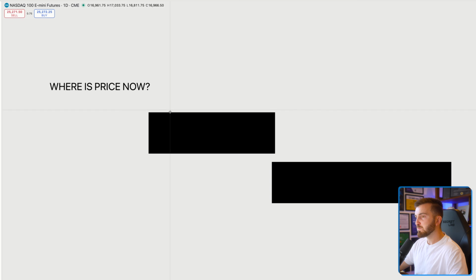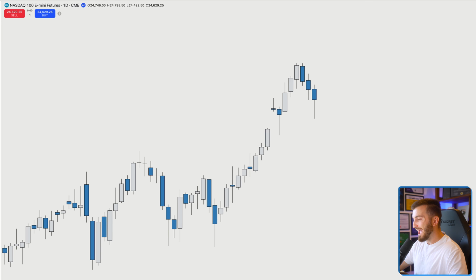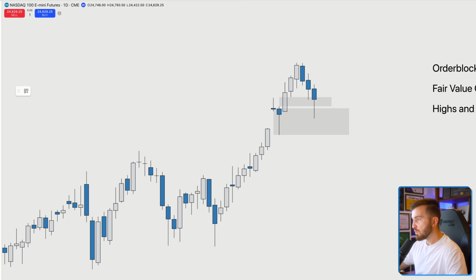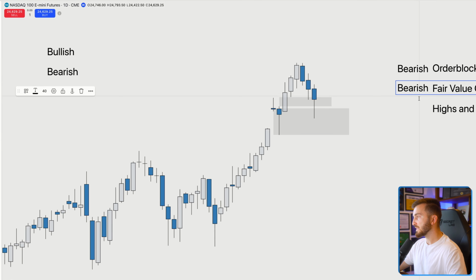So, where is price now? The reason that we ask ourselves that question is so that we identify the key levels every single day. Now, to find where price is now, we need to be able to define all of the daily fair value gaps and all of the daily order blocks that are closest to price. Because like that, we will be able to see if the market is close to bullish order blocks and bullish fair value gaps, or if it's close to bearish order blocks and bearish fair value gaps.